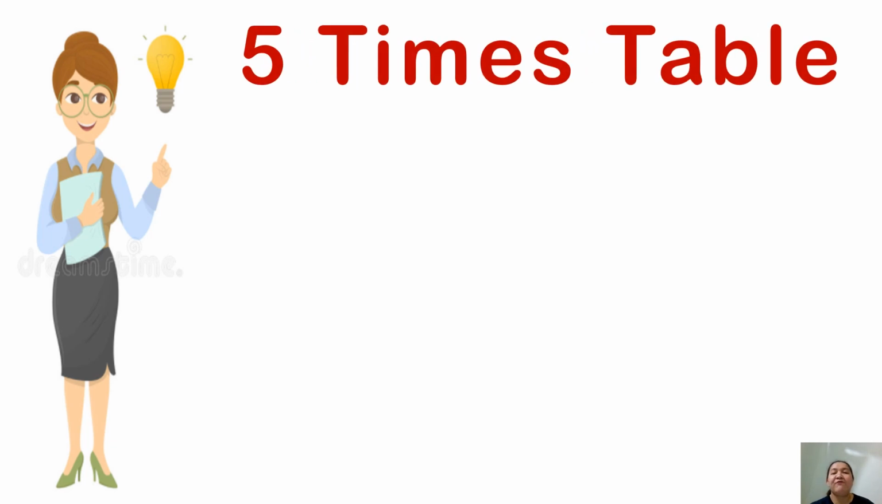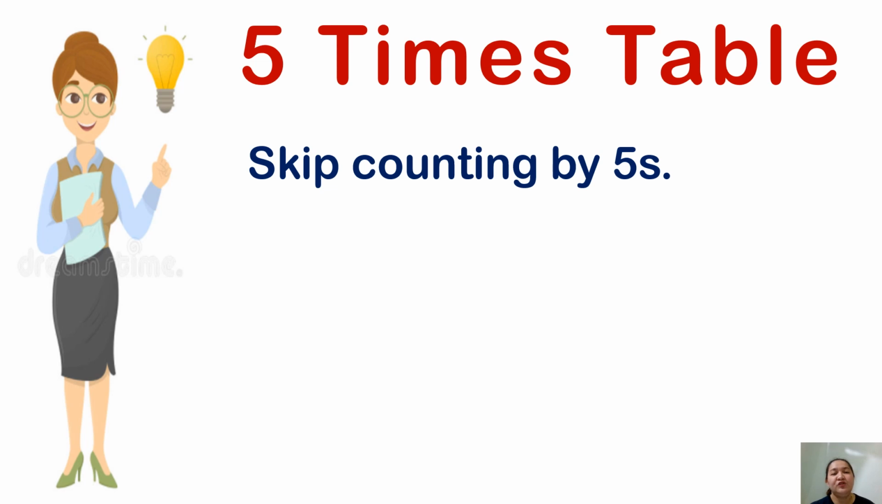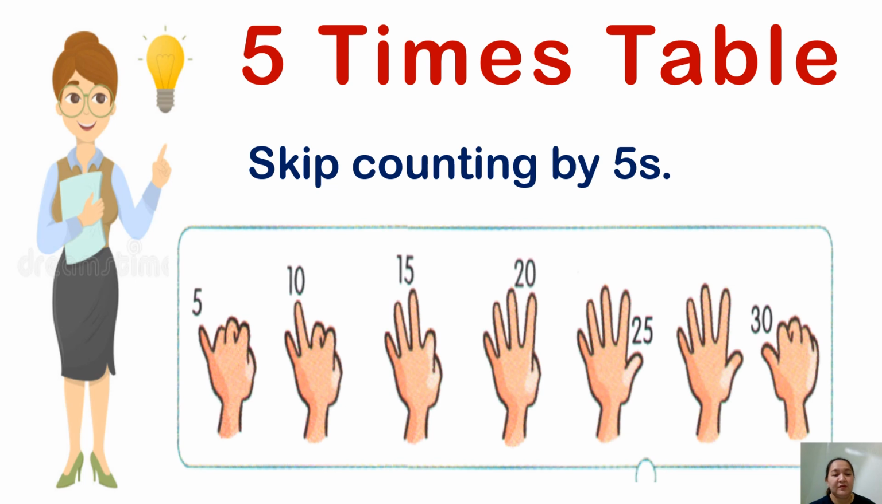So let's have the 5 times table. So we can do skip counting by 5. So the first finger is 5, the second finger is 10, the third 15, the fourth 20, the fifth is 25, the sixth is 30, and so on.